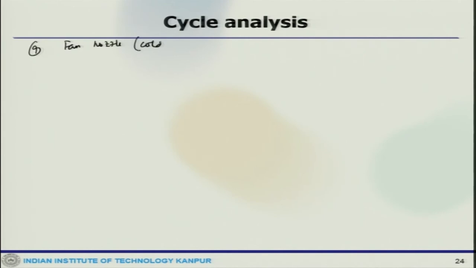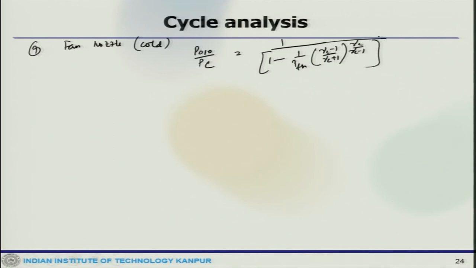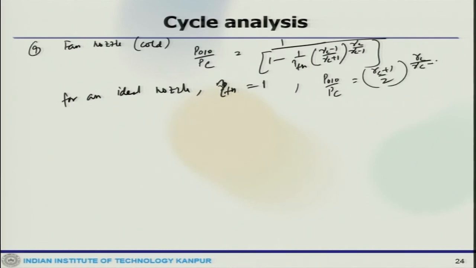or one can say the cold nozzle, which is there. Then there also the critical pressure has to be checked, where P naught 10 by P C is 1 by 1 minus 1 by eta fan nozzle, gamma C minus 1 by gamma C plus 1, to the power gamma C by gamma C minus 1. So again, for an ideal nozzle, eta fan nozzle would be 1. So P C becomes gamma C plus 1 by 2 to the power gamma C by gamma C minus 1.